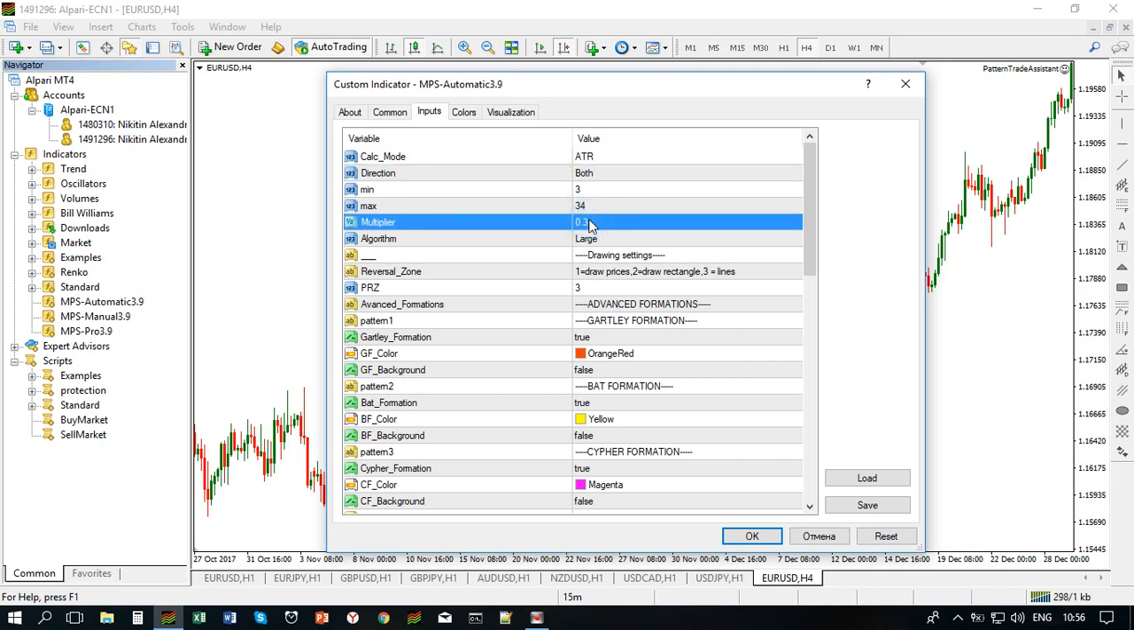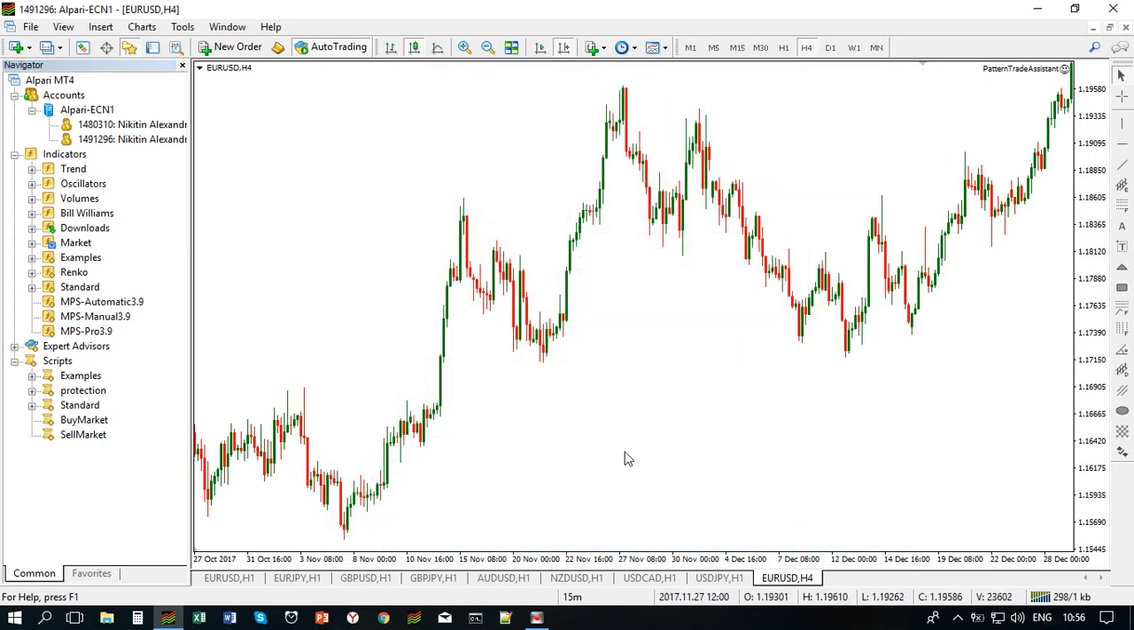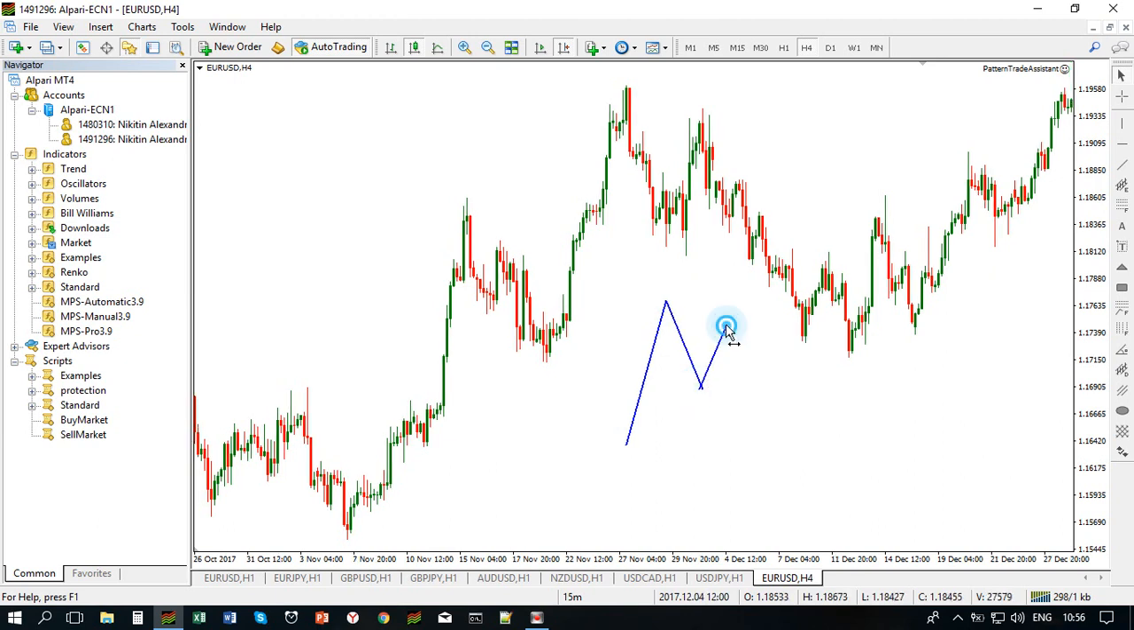Multiplier. What is the multiplier? Multiplier explains the context. Let me briefly explain that to you. What is the context of the pattern? I will draw the pattern first. It looks this way, yes? M type, whatever type. And the context is actually the previous leg of the pattern.